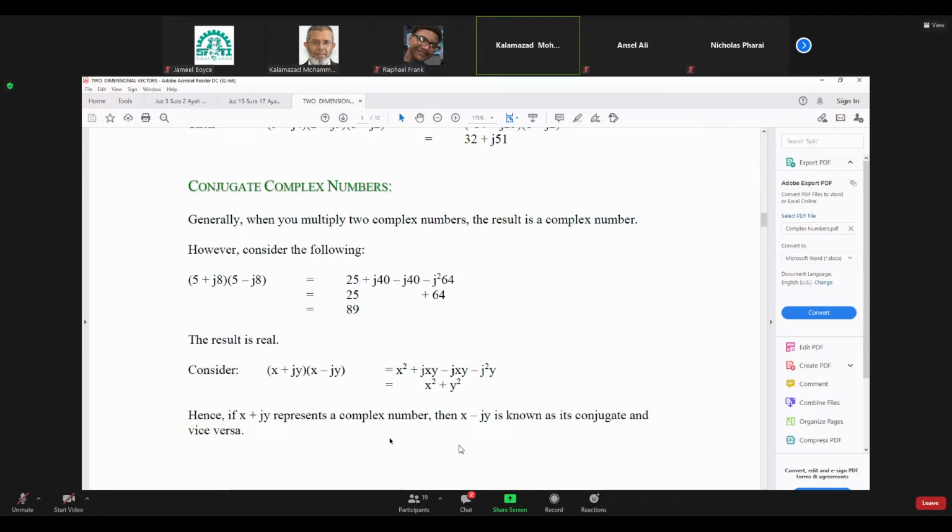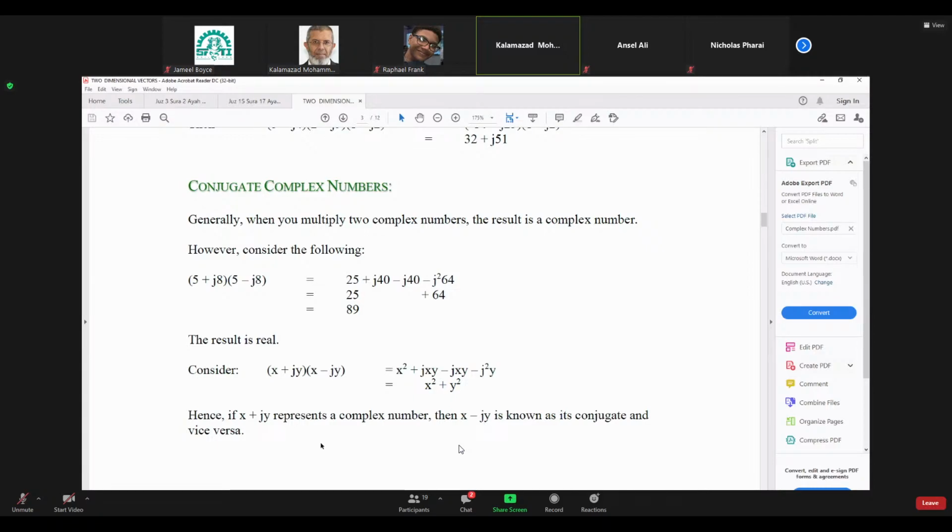Okay, now be careful, watch where the sign is. All right, so if you start off with x plus jy, then the conjugate is x minus jy. If you start up with x minus jy, the conjugate would be x plus jy. If it has a minus sign in front of the x, it doesn't matter, the minus sign stays. So minus x plus jy, the conjugate would be minus x minus jy. Everybody understand that?